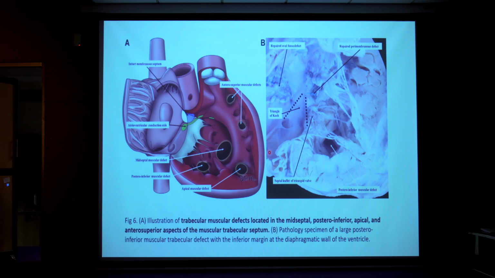So when you are saying muscular VSD, you should localize exactly where they are. Or they are anterior, or they are apical, or they are mid-septal. Mid-septal is above the moderator band, and posterior septal is posterior to the moderator band.